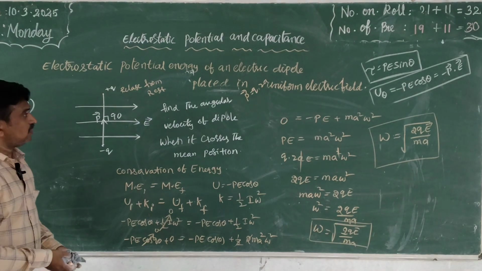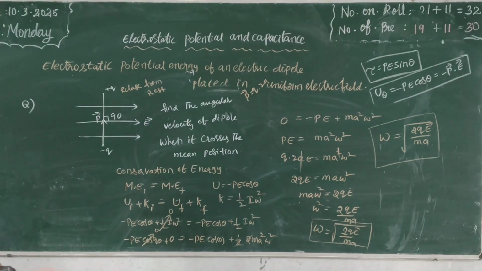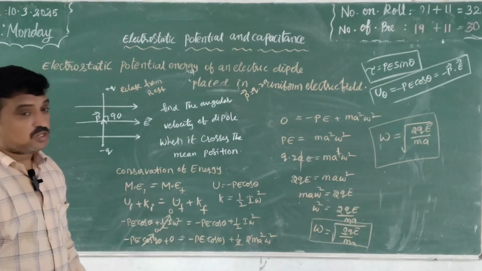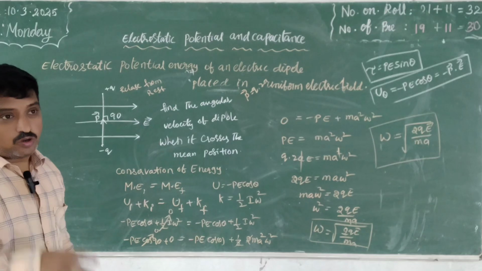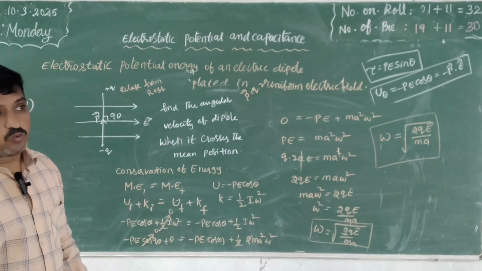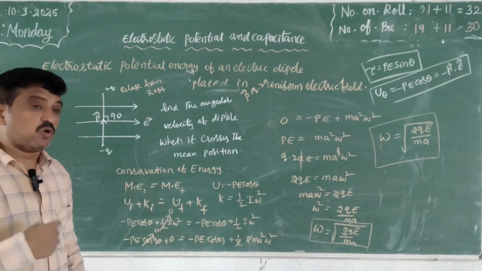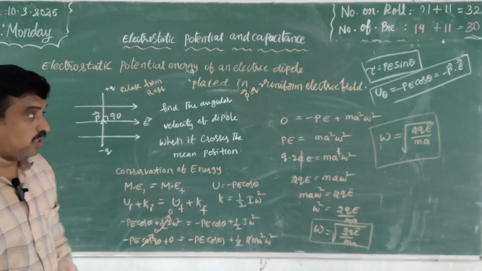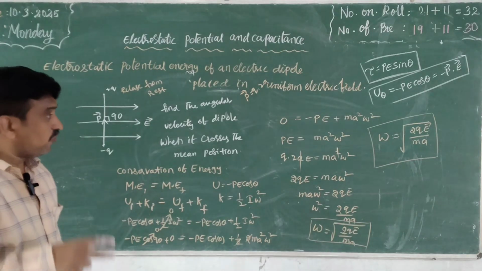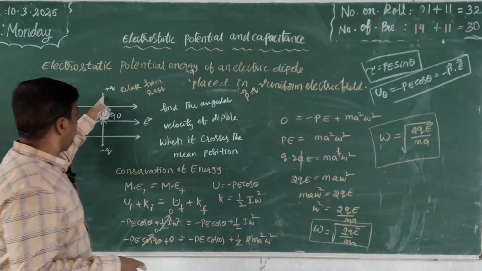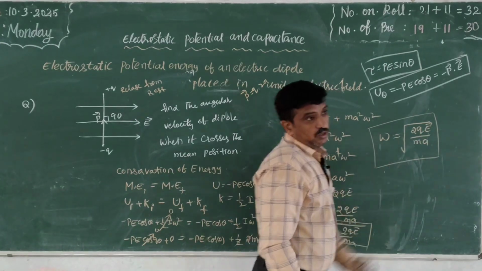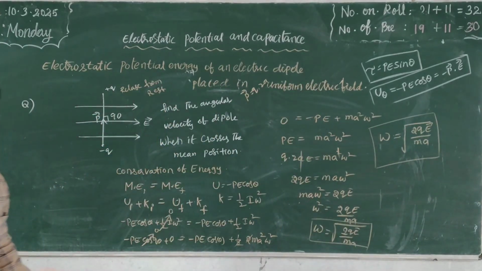So this is the problem. This is the information about the electrostatic potential energy of an electric dipole when it is placed in an external uniform electric field. We discussed torque, which is Pe sin theta, and potential energy, which is minus Pe cos theta, where the electric dipole moment P equals Q into 2a. The angular velocity when it moves from vertical to horizontal is root of 2QE by ma. This is very good information.